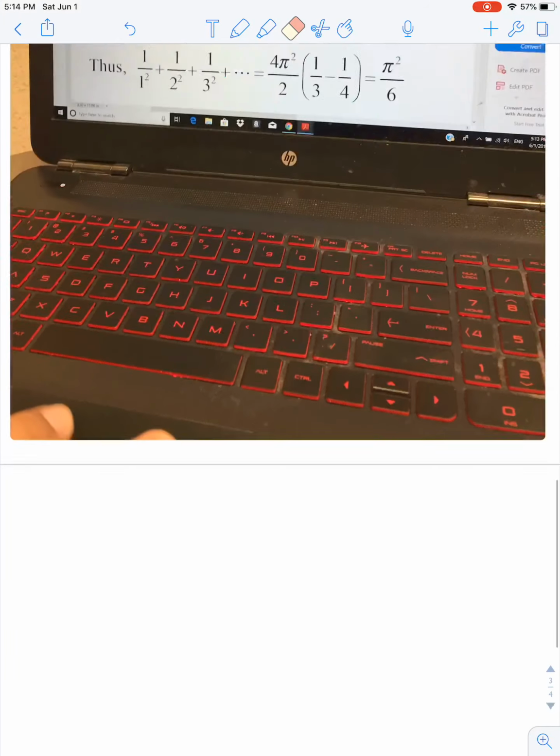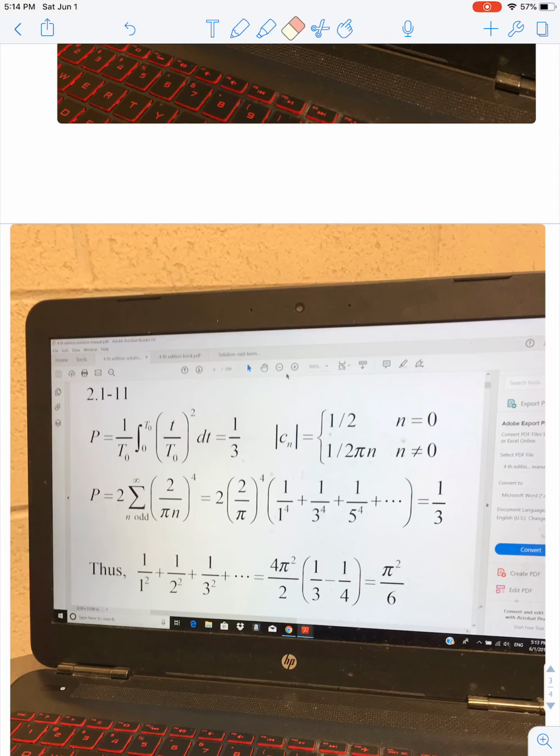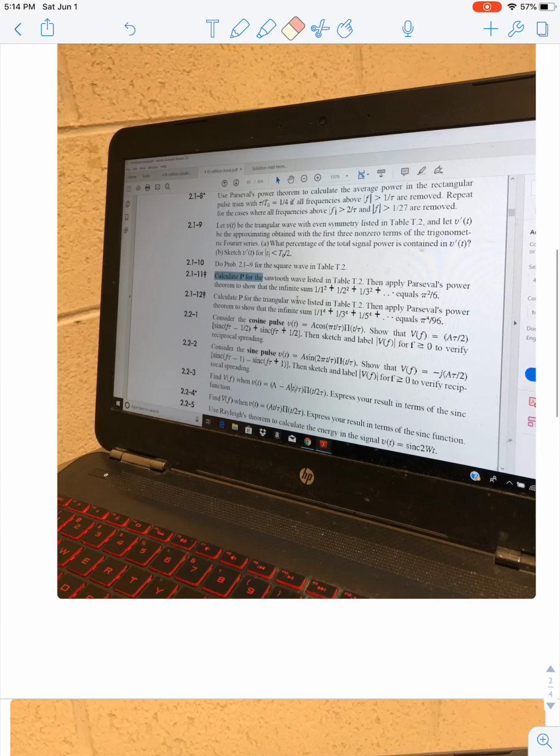Okay. Now what? Now we basically take the square of this problem. We got this equation from here. Look at this equation. Then we took the square of it. Then we take the square of the problem. Calculate P for the sinusoidal wave.